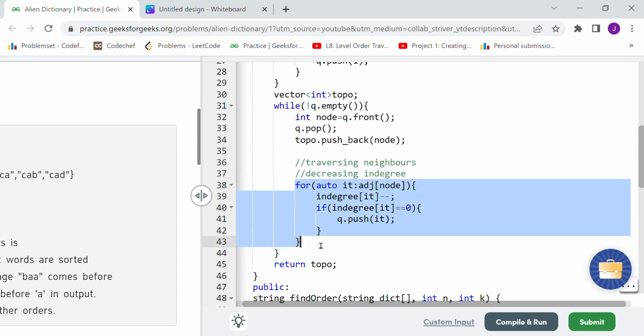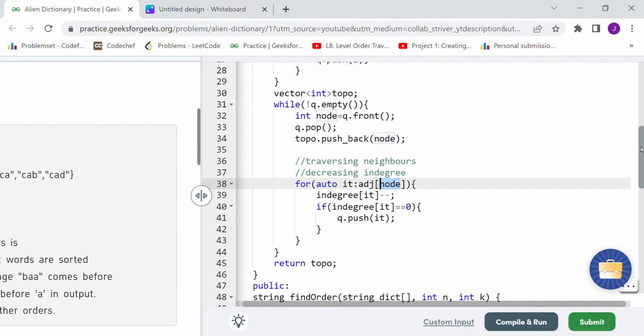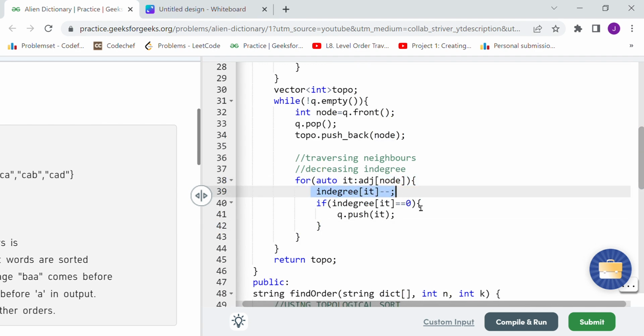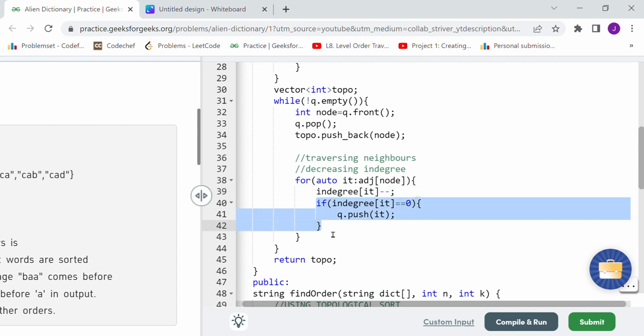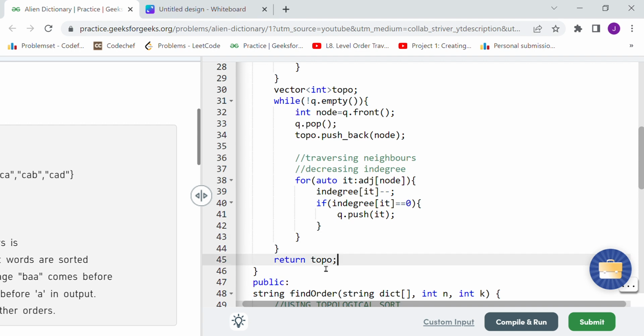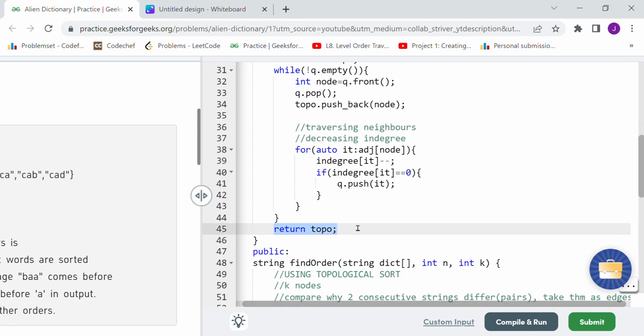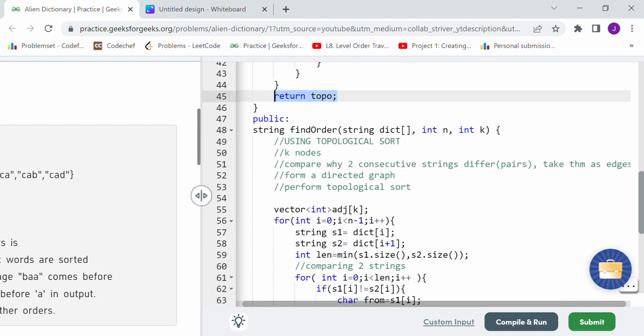So now we will be traversing through all the neighbors of that node, and I will be decreasing the in-degree of all its neighbors by 1. Just see what I have written. We will be traversing through all the neighbors of that node in the adjacency list, then we will be decreasing the in-degree of that element by 1. Then if at any point I find that your in-degree becomes 0, immediately push it in the queue, because I have to push all the elements that have in-degree 0 into the queue. So I will be doing that. I will be returning the topo vector. This topo vector has my complete ordering of the numbers, right?